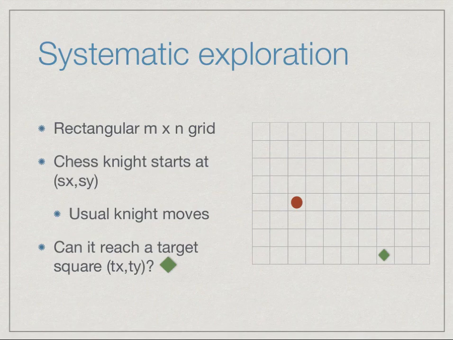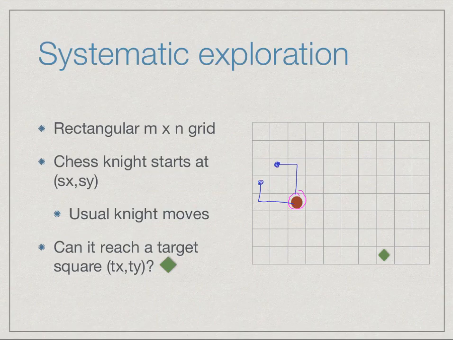One typical use of a queue is to systematically explore through a search space. So imagine that we have a rectangular m cross n grid, and we have a knight as a chess piece starting at a position sx, sy. In this case, the knight is denoted by this red circle. So this is our knight. Now the knight move, if you are familiar with chess, is to move 2 squares up and 1 square left. So this is a knight move.